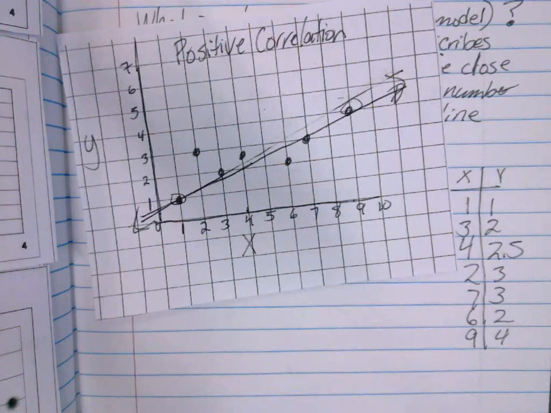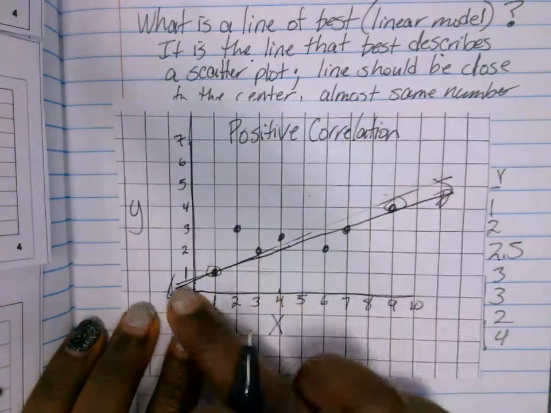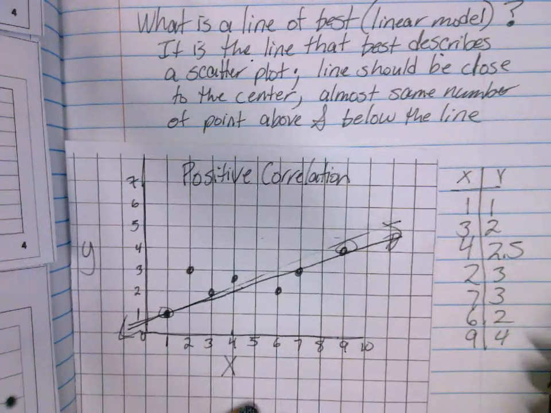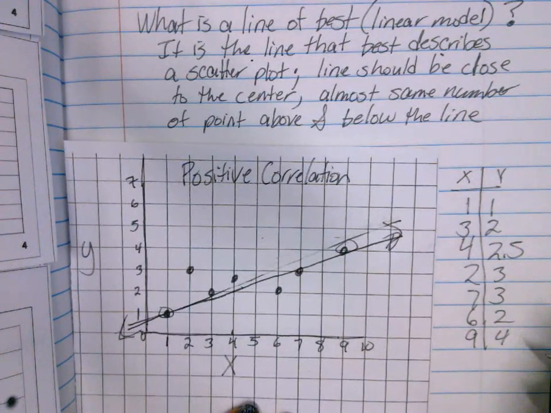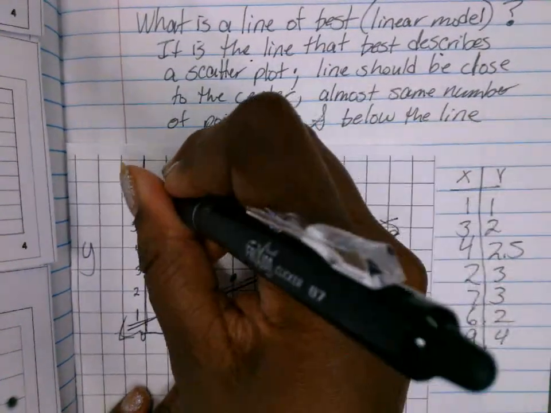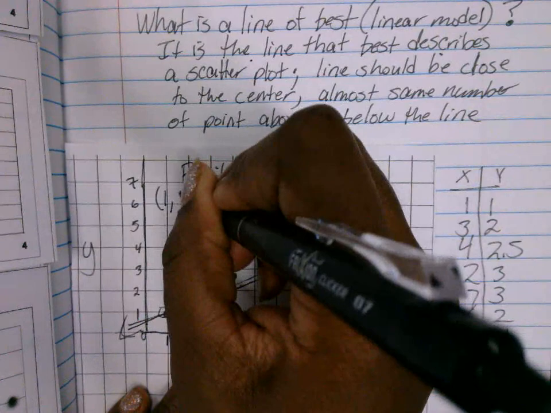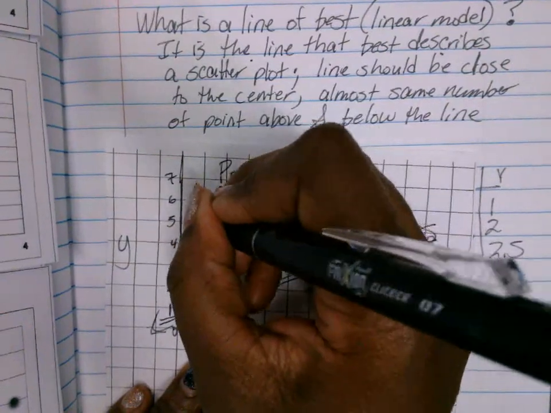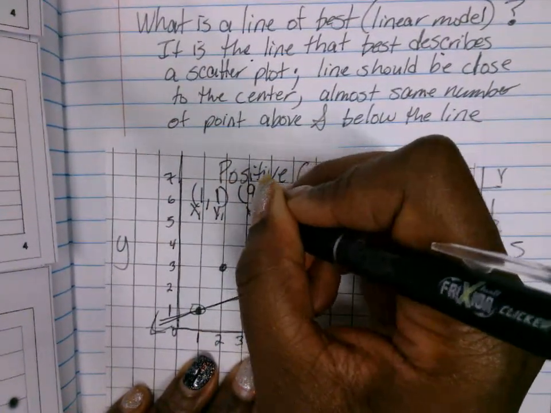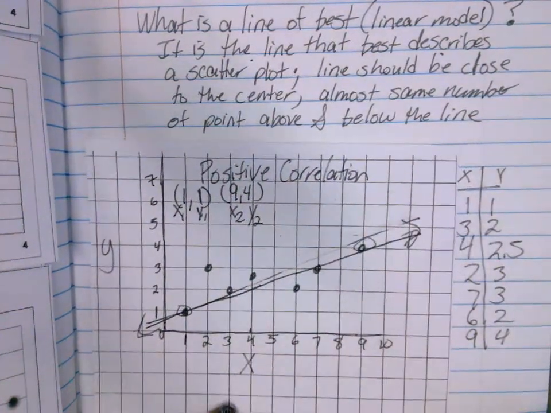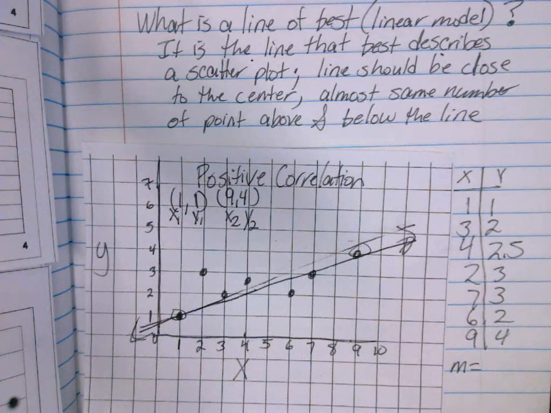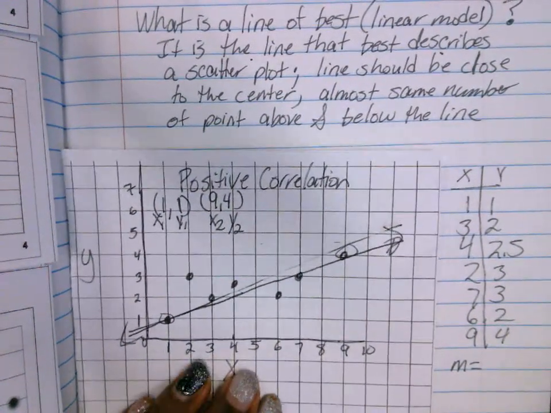All right, so now let's find the line of best fit here. We're going to write the equation for this line. To write the equation, you're going to find the slope first and then find the y-intercept. So the 2 points you used were 1, 1, and the other point was what? 9, 4. X1, Y1, X2, Y2. You're going to find M and then find B.